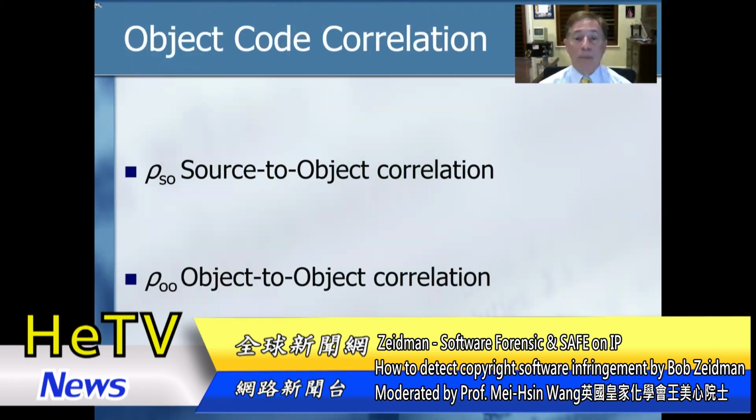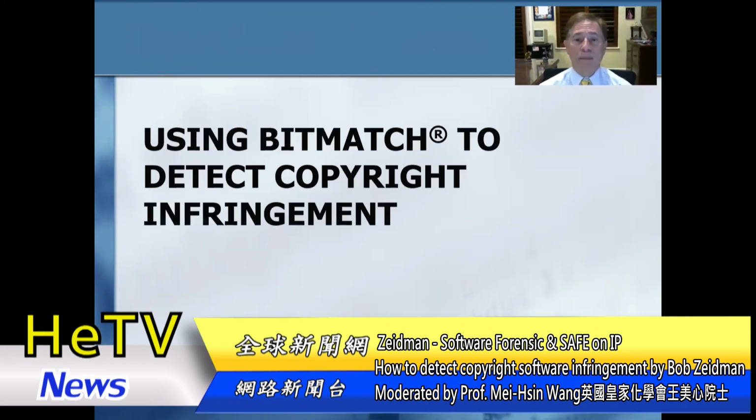If bitmatch is comparing source code to object code, then it outputs a source to object code correlation score. If it's comparing object code to object code, then it puts out object to object code correlation scores. Now I'll discuss further how to use bitmatch to detect copyright infringement.